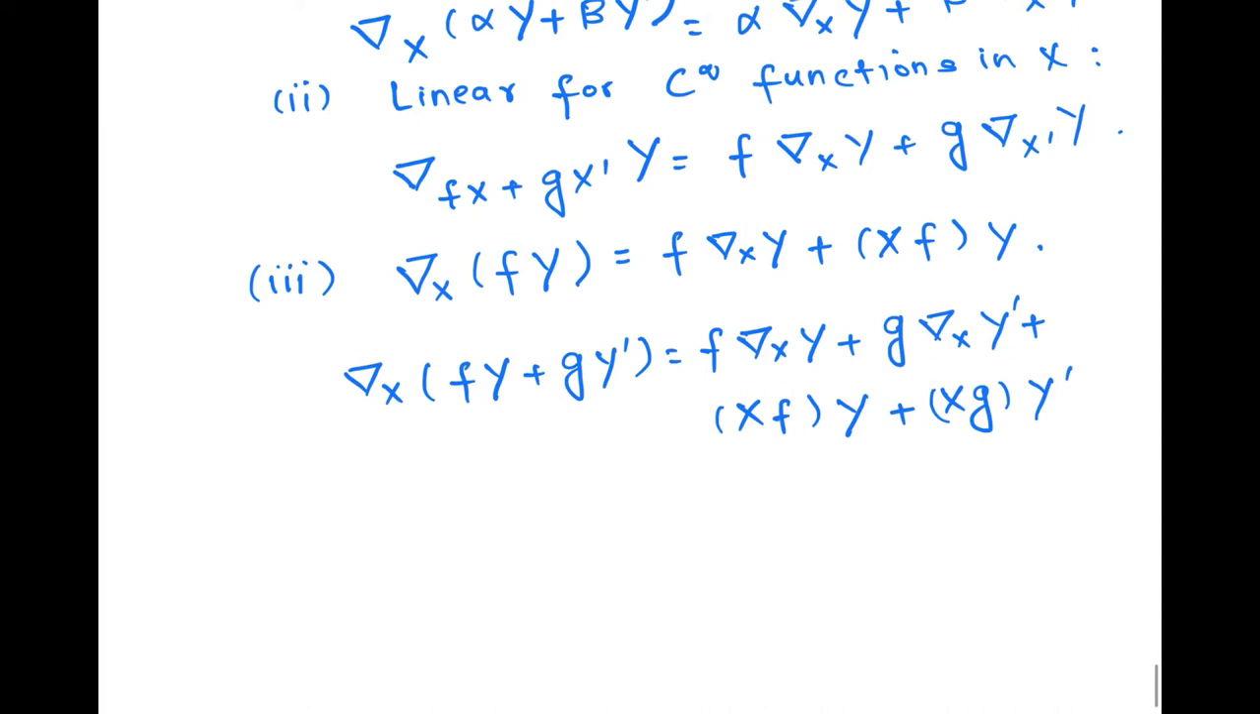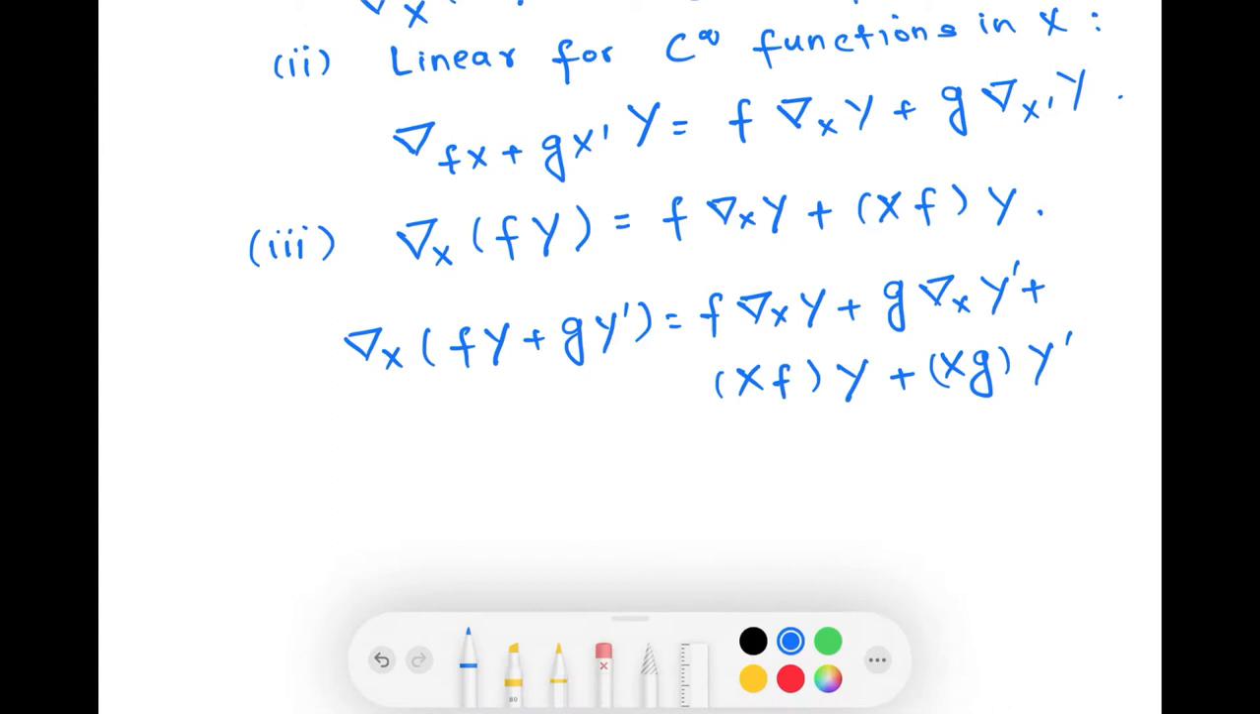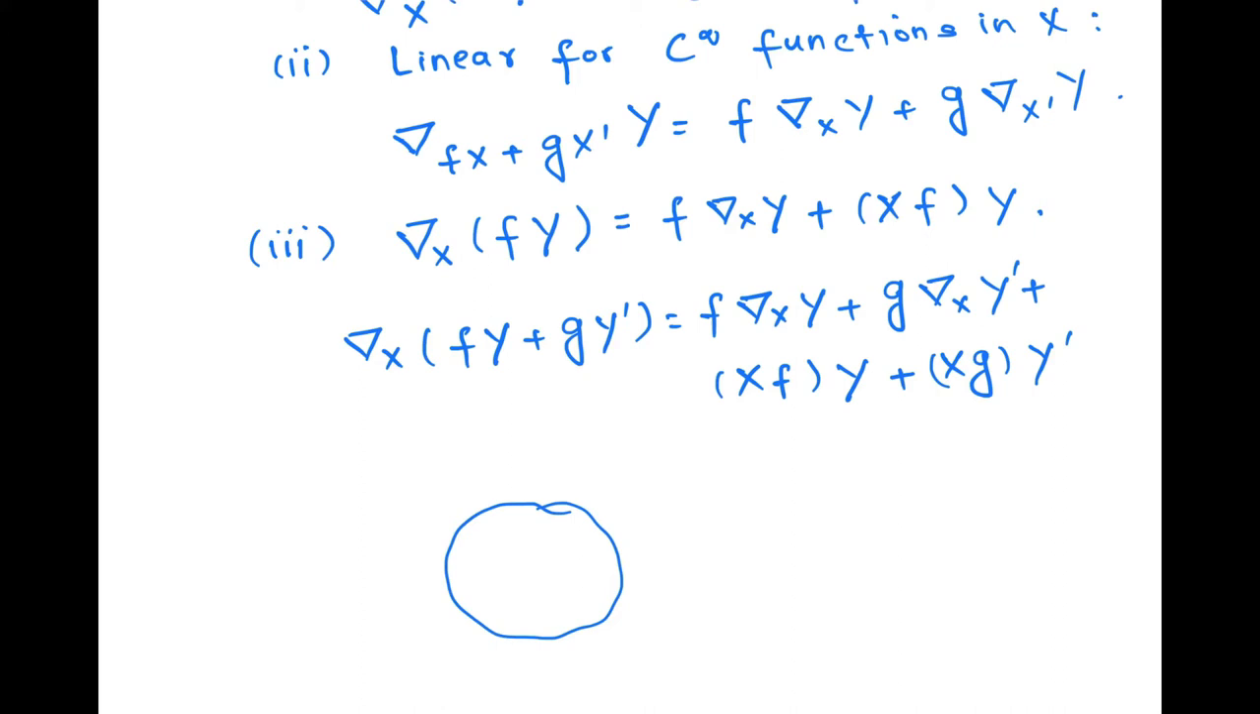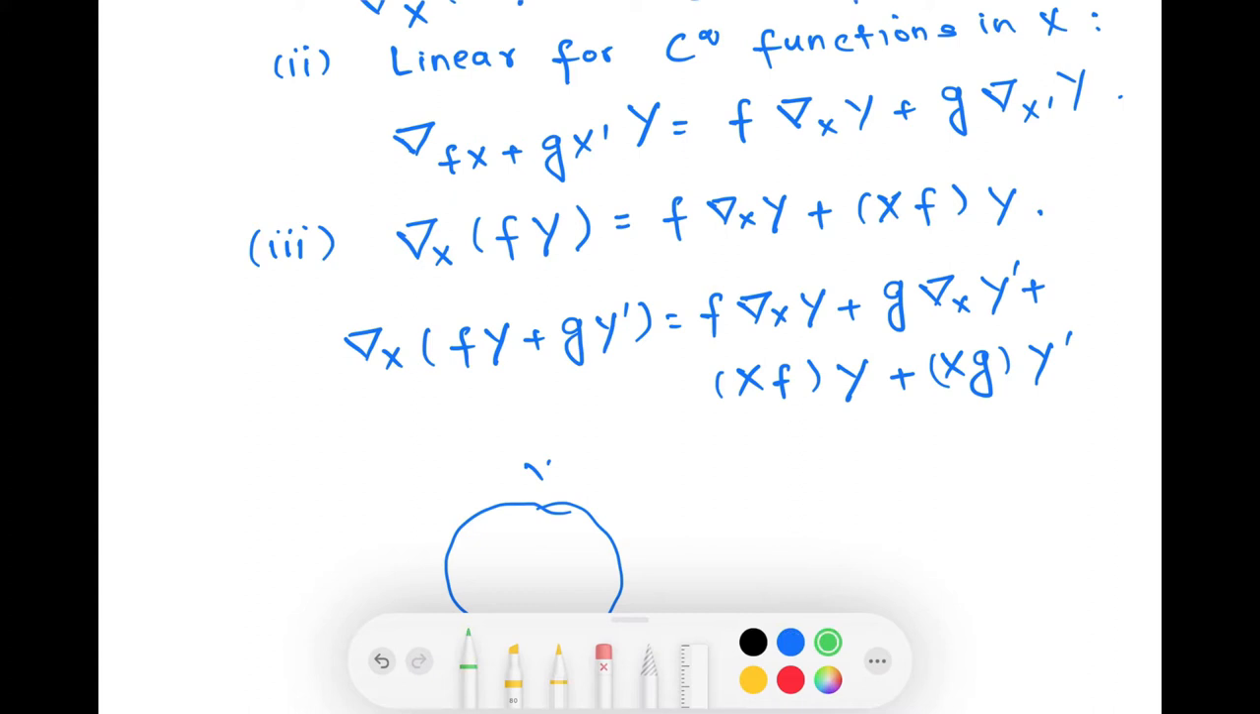So if we have some manifold, the vector field will actually lie in the tangent space. Here will be some vector field.